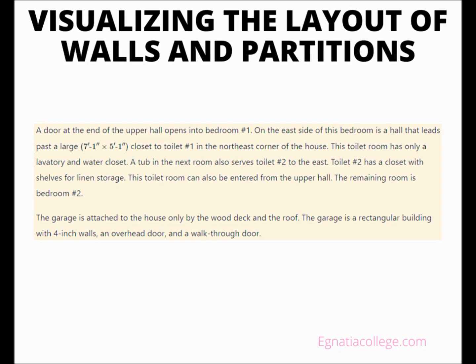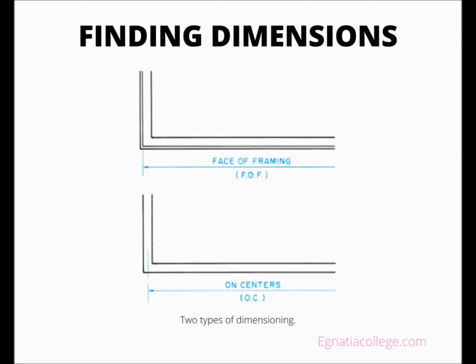The garage is attached to the house only by the wood deck and the roof. The garage is a rectangular building with 4-inch walls, an overhead door, and a walk-through door. Finding dimensions. When you understand the relationships of the rooms to one another, you are ready to look for more detailed information. Frame walls are dimensioned in one of 2 ways.